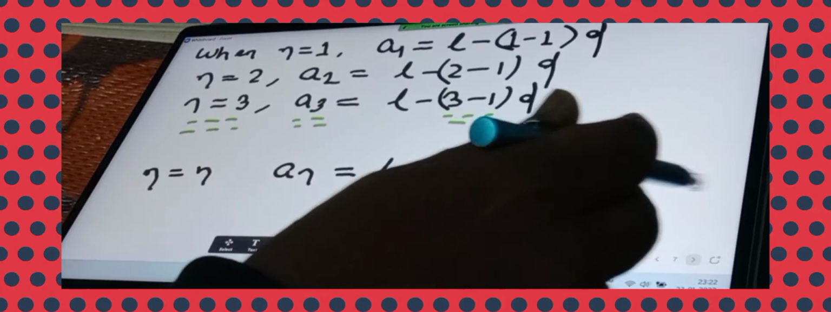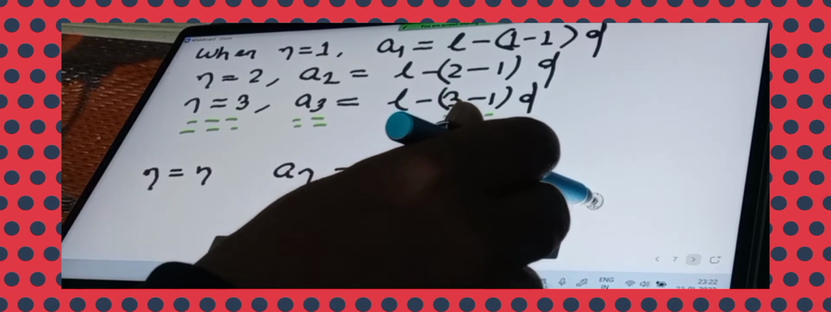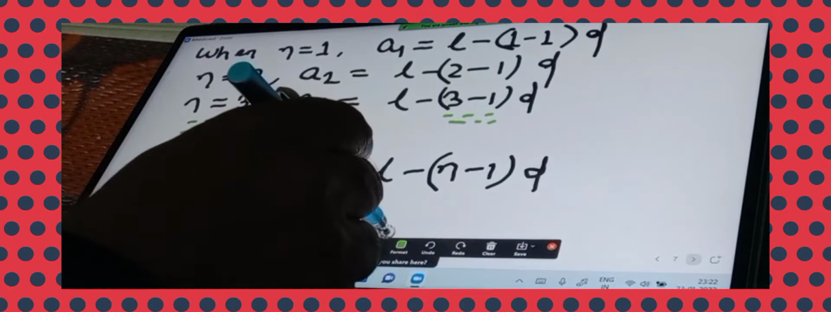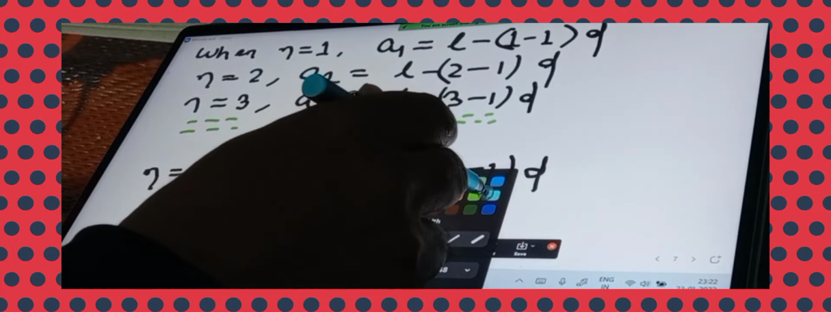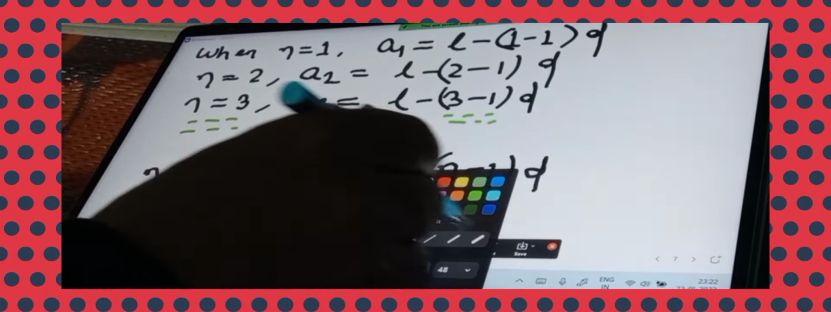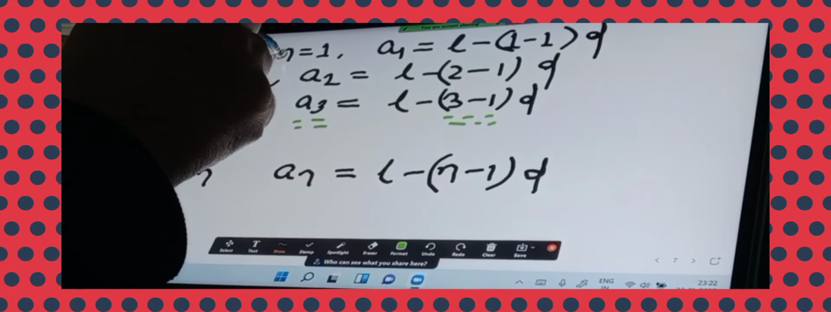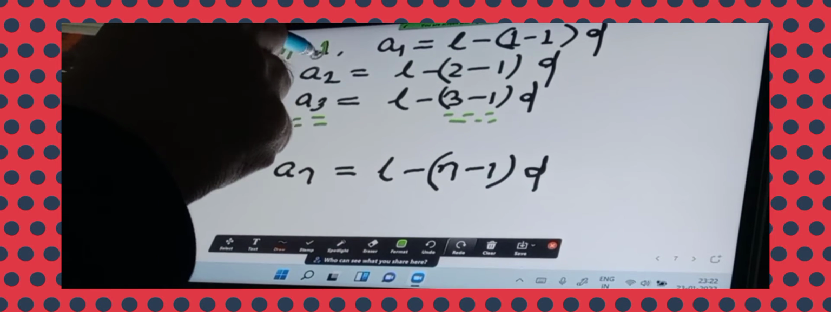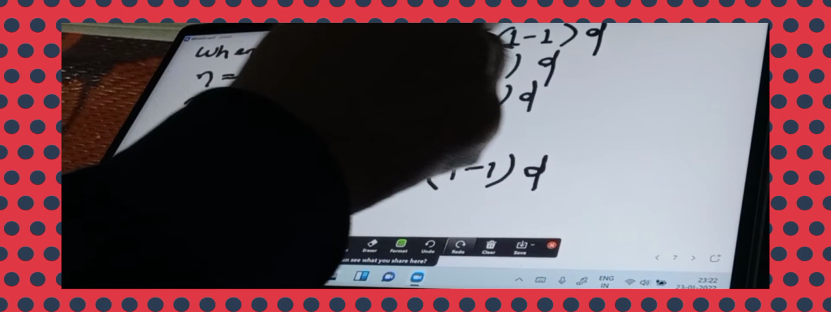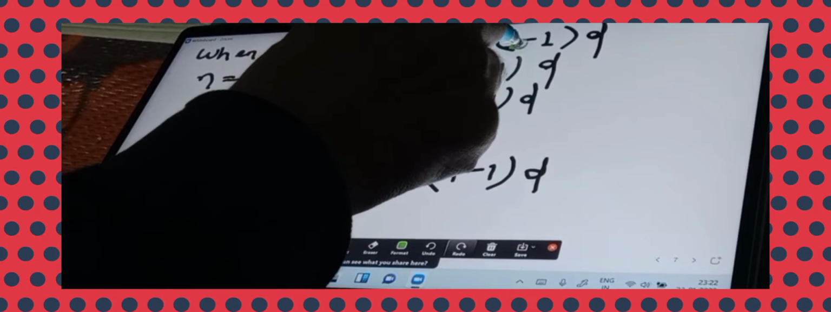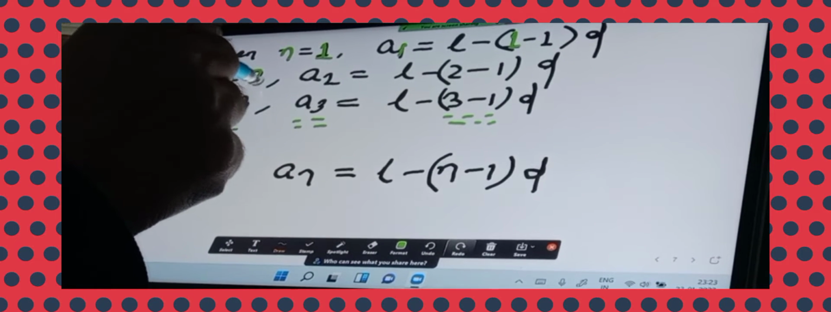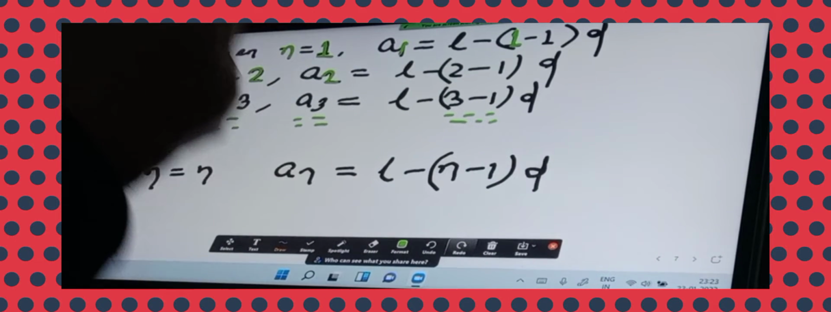Understand? Let us clear this concept once again to all of you. When n is equal to 1, we got the first term A1 is equal to L minus 1 minus 1 into D. Similarly, when n is equal to 2, we shall get the second term A2 is equal to L minus 2 minus 1 into D.